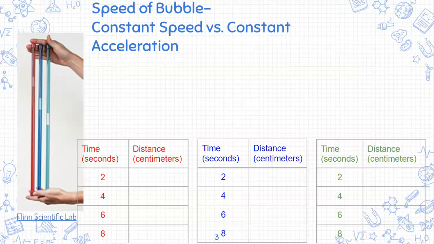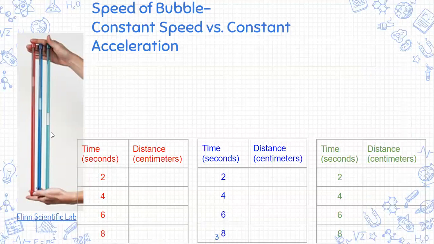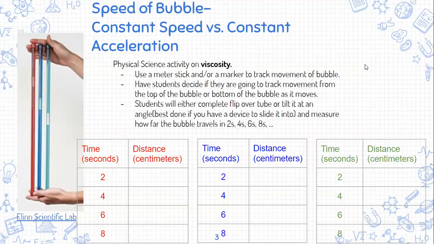And so this is a really good physics application of speed of the bubble, where we're going to talk about rates of change. You can get this kit from Flinn Scientific by clicking this link. In the kit, you will get 3 different viscosity tubes that have different fluids in them, and each fluid has its unique viscosity. That causes the bubble to rise through it at a different rate. So this is a really fun physical science activity on viscosity.